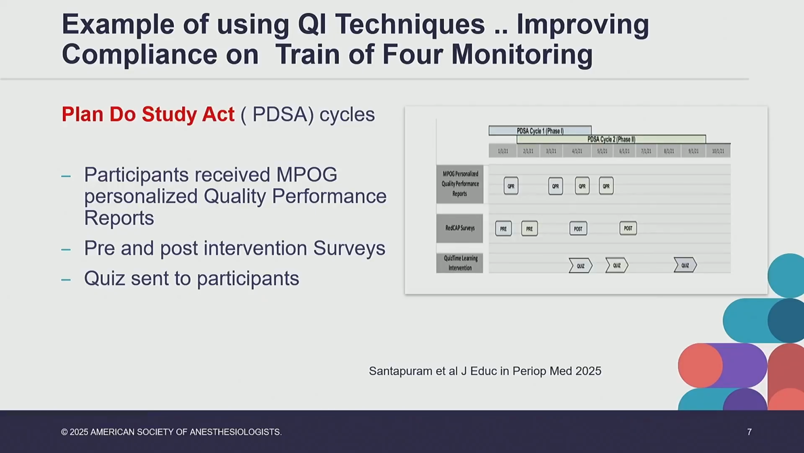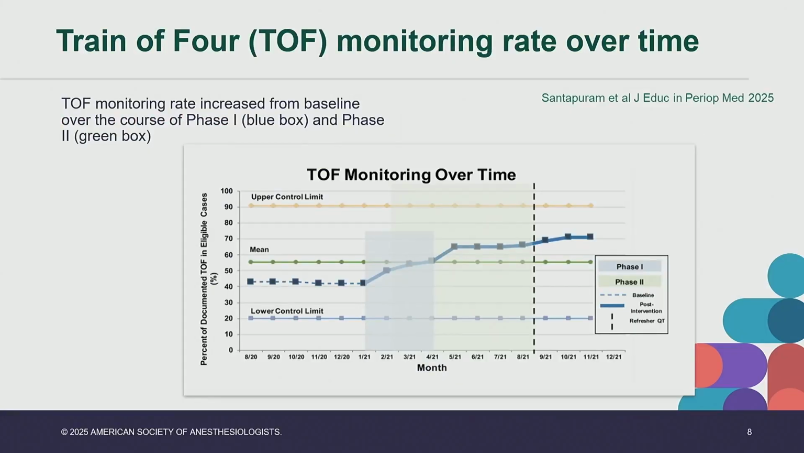So just knowing, do people have access to appropriate help and leadership to set up plan, do, study, act type cycles? This is one group that published and did a nice job looking at train of 4 monitoring and how you can get people to improve or use MPOG, set up the study, and then they published this and they showed that train of 4 monitoring improved over time.